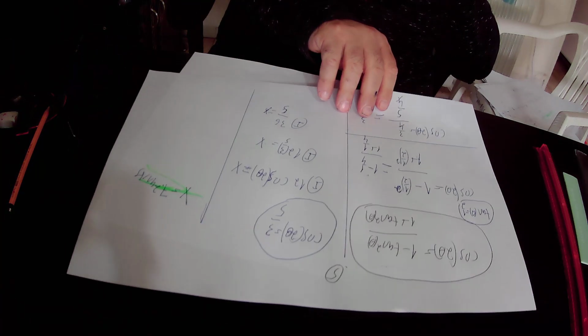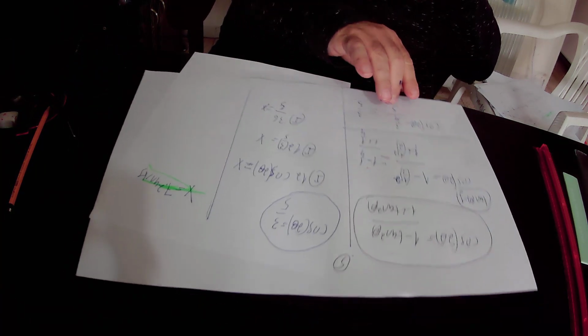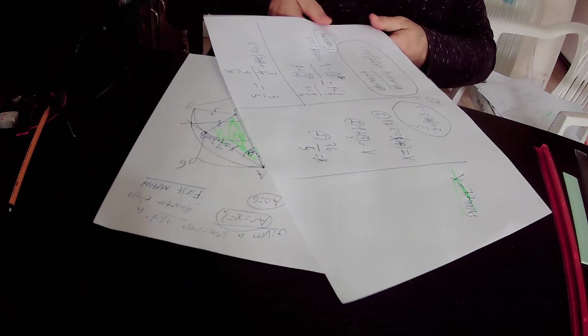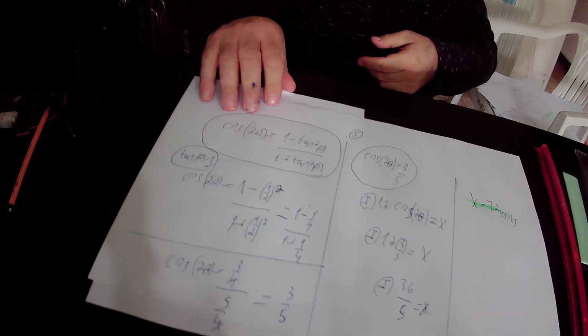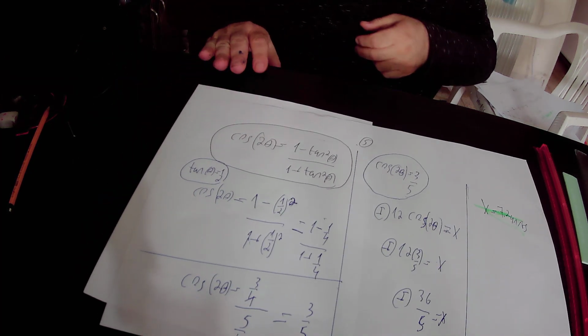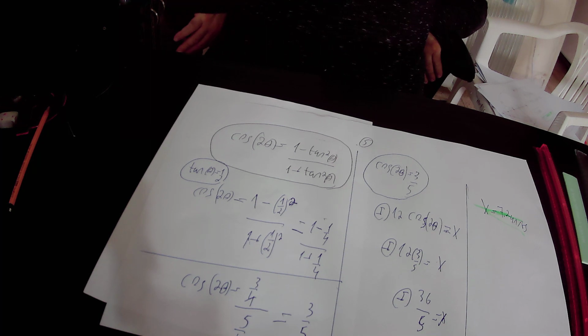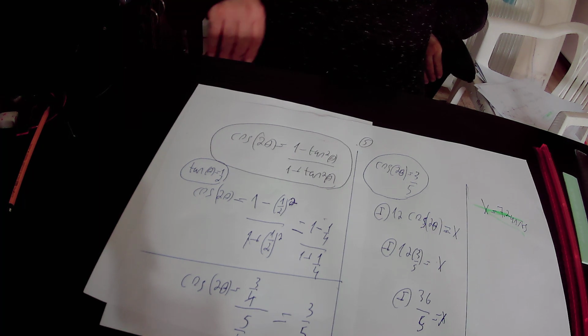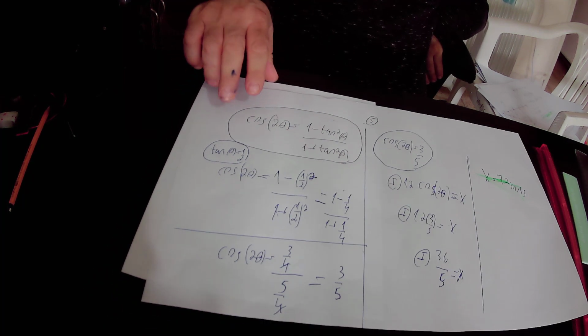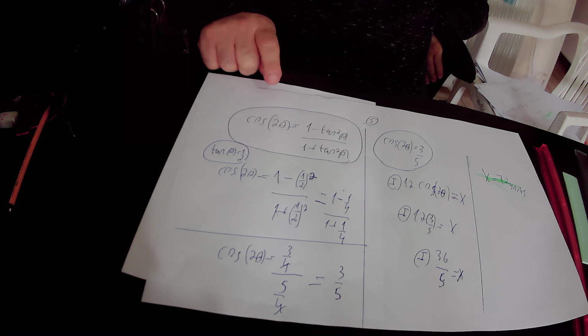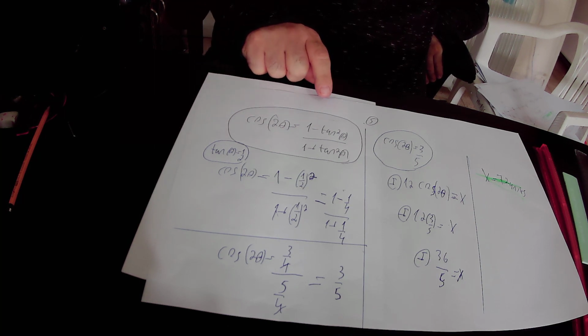And we actually have a trigonometric identity for cosine 2 theta. According to this trigonometric identity, cosine 2 theta equals 1 minus tangent square theta over 1 plus tangent square theta. And we already found out that tangent theta equals 1 half. So we can substitute tangent theta by 1 half.